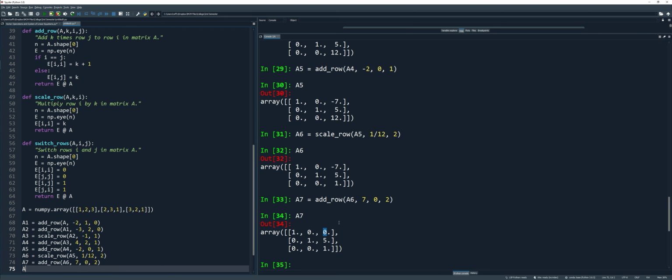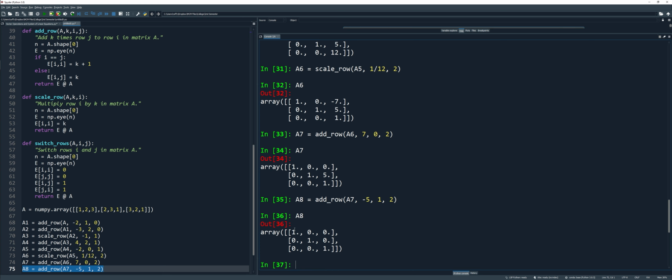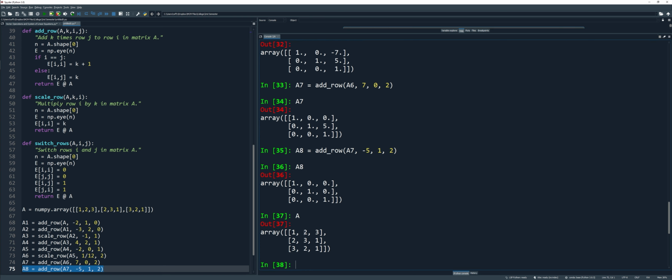And finally, change 5 to 0. So I'll create a new matrix, A8. Use the add row function. Input A7. For the k, it's negative 5 because it's positive 5. So for I, it's 1. And I'll use row 2. Run the code. And there you have it. We were able to reduce matrix A to its reduced row echelon form using this function.